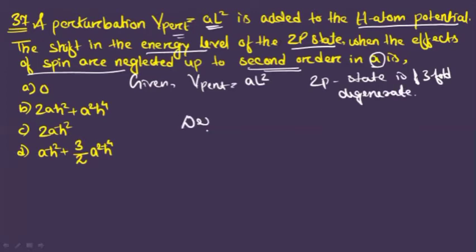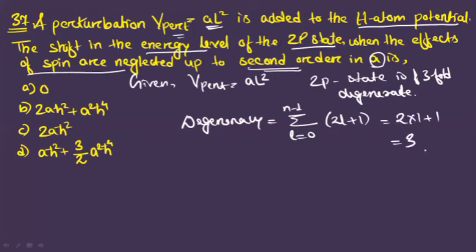We know that degeneracy in the hydrogen atom can be calculated as the summation over L equals 0 to n minus 1 of 2L plus 1. For the p orbital, L equals 1. So from here you get 2 into (1 plus 1), which is 3. Clear? So it is threefold degenerate. Now you have V perturbed here, and the degeneracy is threefold. All these things are clear.